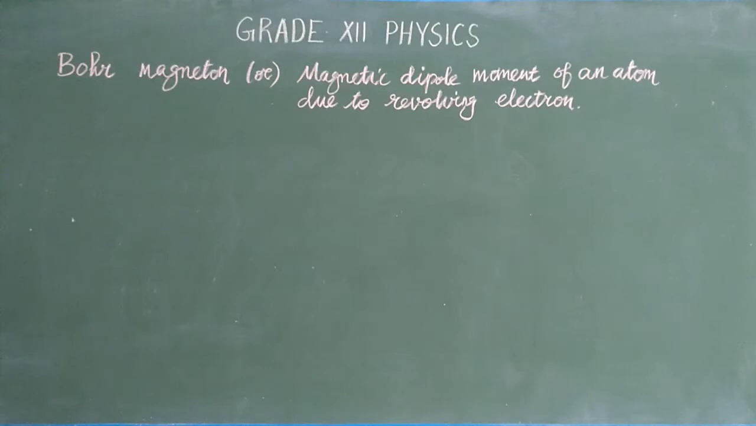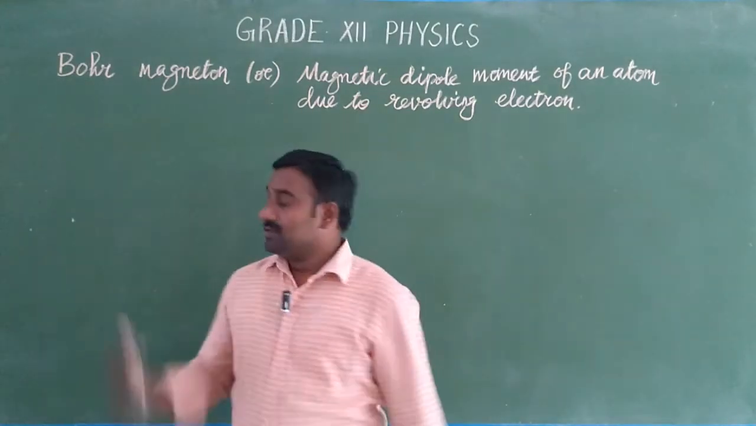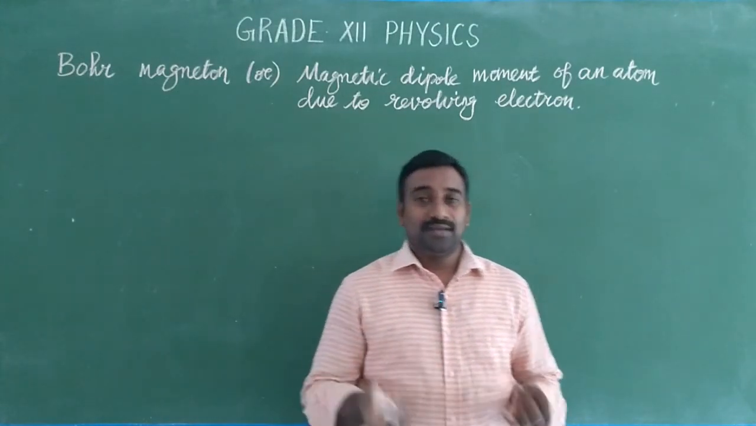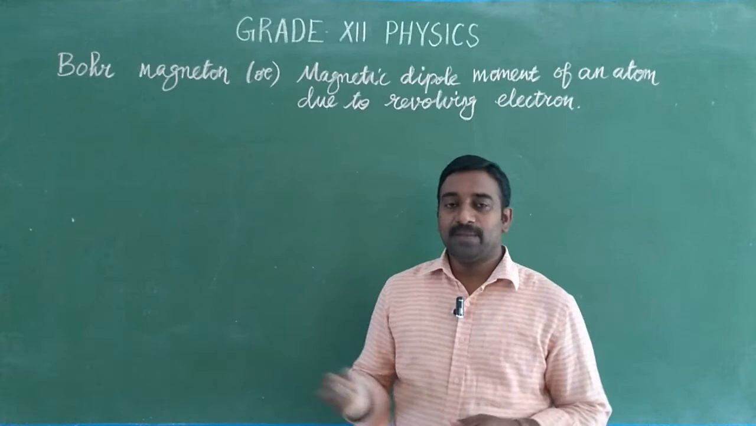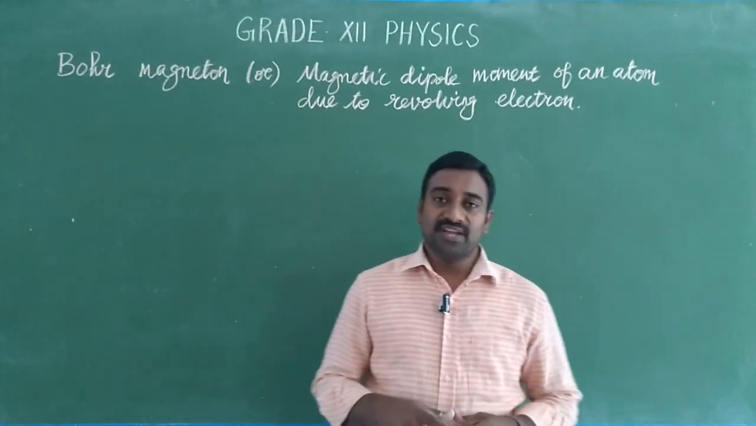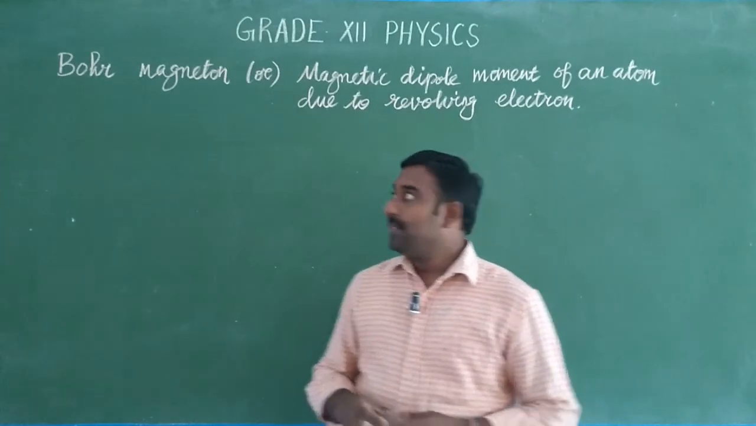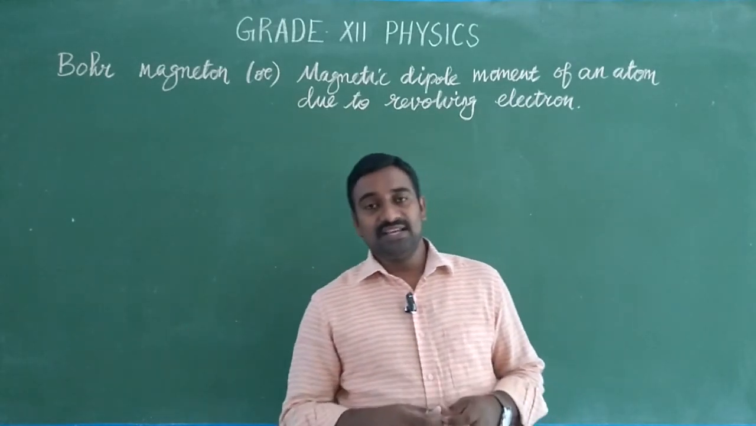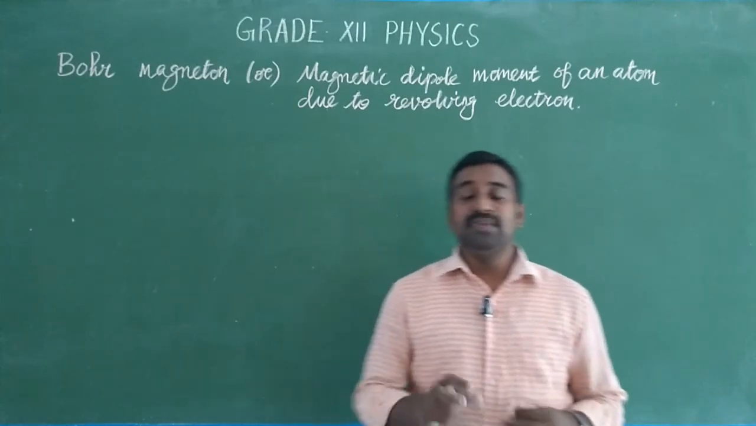Coming to the next topic. In the previous topic we discussed the potential energy of a bar magnet placed in a magnetic field. Before that, what is the torque experienced by the bar magnet when it is placed in a magnetic field? The torque is mB sin theta, but the potential energy is minus mB cos theta.